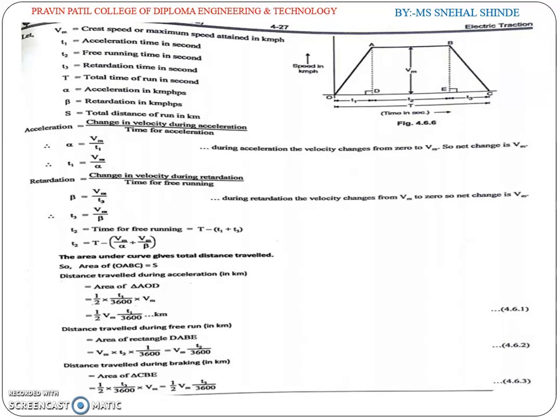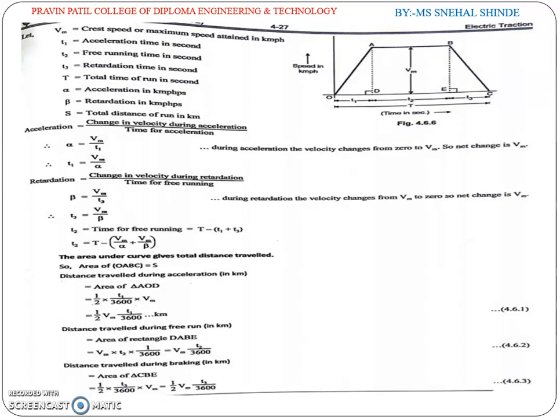And next is the retardation. Retardation formula is retardation equal to change in velocity during the retardation divided by time of the retardation. So beta equal to Vm divided by T3. During retardation, the velocity changes from Vm to 0, so net change is Vm. T3 equal to Vm divided by beta.